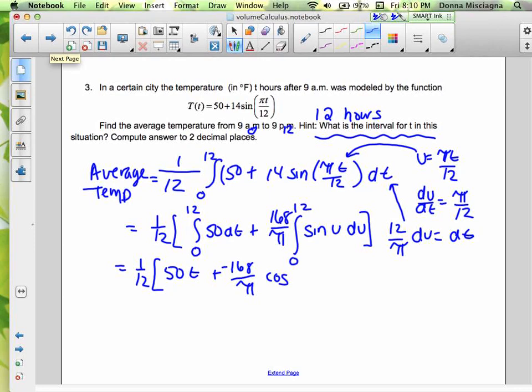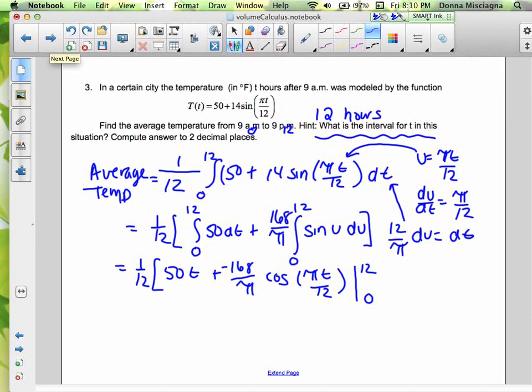And let's just substitute back, instead of writing cosine u and then plugging back in. Let's change that back to in terms of t. So this would be pi t divided by 12, because that's what u was. And we're going to evaluate that from 0 to 12. All right, not so hard, right?